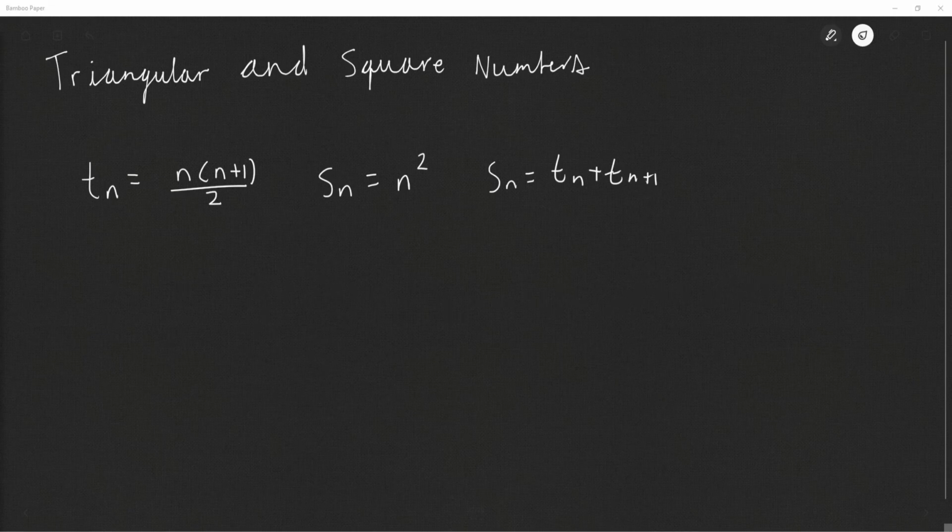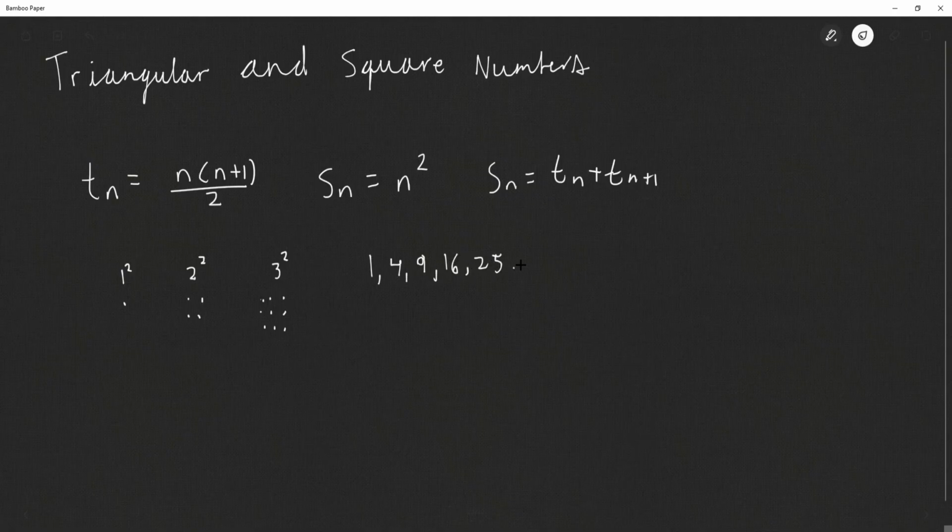Now, what are square numbers? Square numbers are numbers that can be arranged as a square grid of dots. For example, our first one is still 1 because that is 1 squared. Our second one is going to be 4 dots because that's 2 squared, and our third one is going to be 3 squared, so 9 dots. And then it keeps going, meaning that our square numbers this time are 1, 4, 9, 16, 25, and ongoing.